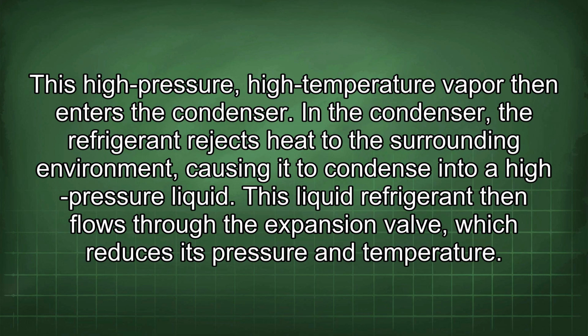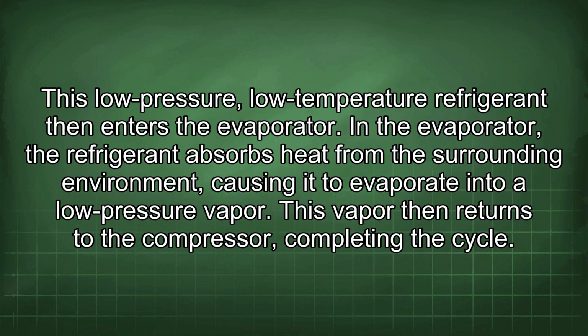In the condenser, the refrigerant rejects heat to the surrounding environment, causing it to condense into a high-pressure liquid. This liquid refrigerant then flows through the expansion valve, which reduces its pressure and temperature. This low-pressure, low-temperature refrigerant then enters the evaporator. In the evaporator, the refrigerant absorbs heat from the surrounding environment, causing it to evaporate into a low-pressure vapor. This vapor then returns to the compressor, completing the cycle.